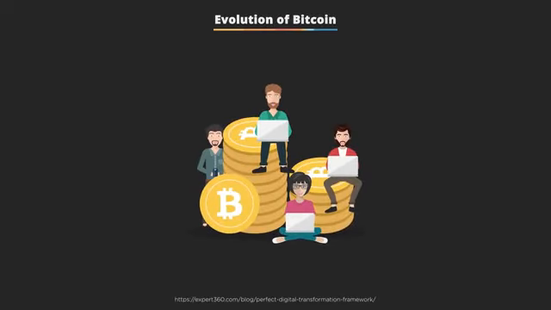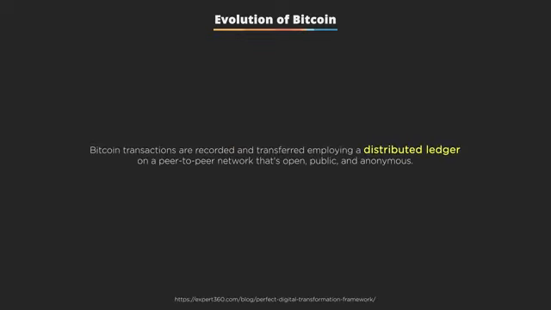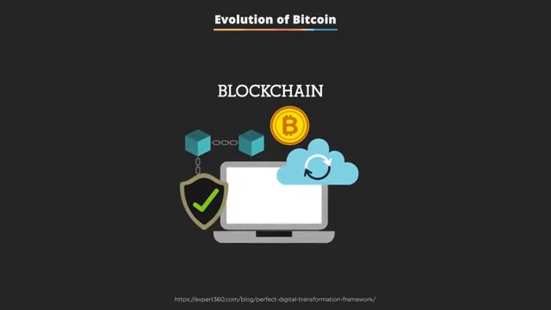Bitcoin is one of the most popular digital currencies available on the market today. With the current increase in marketability of this cryptocurrency, people are curious to know about its origin. Bitcoin transactions are recorded and transferred employing a distributed ledger on a peer-to-peer network that's open, public, and anonymous. Blockchain is the underpinning technology that maintains the Bitcoin transaction ledger.